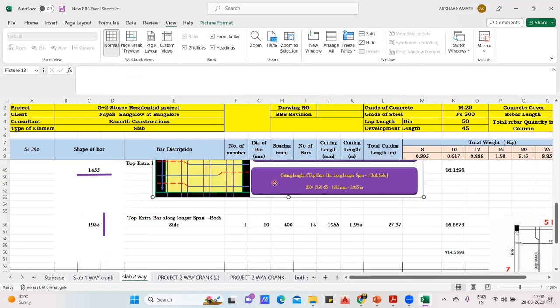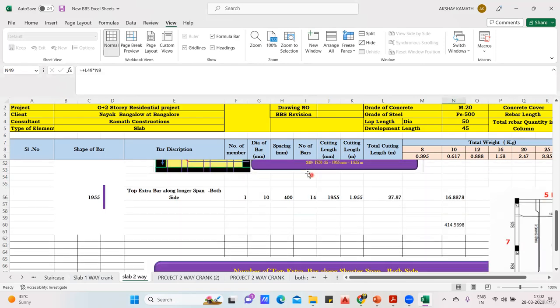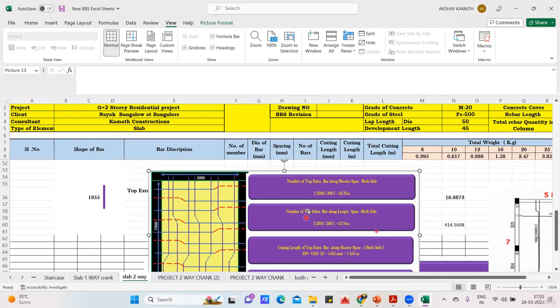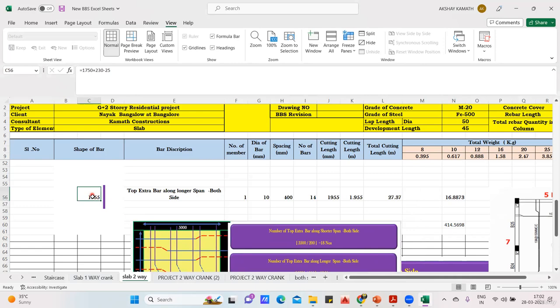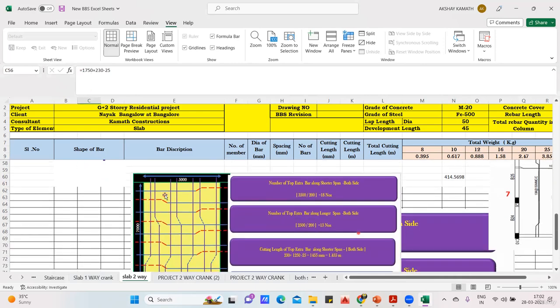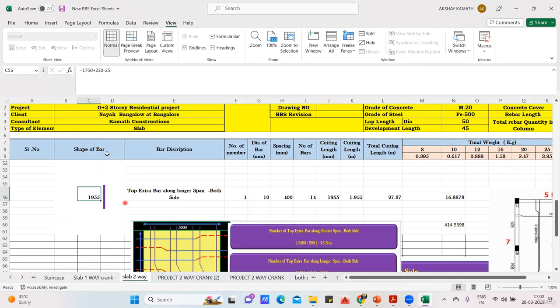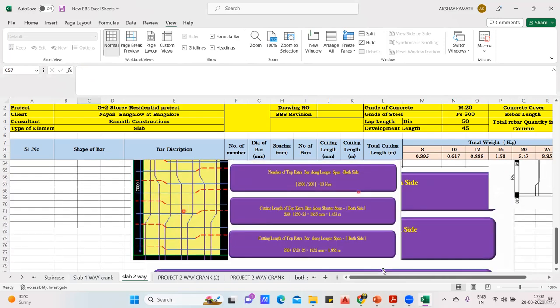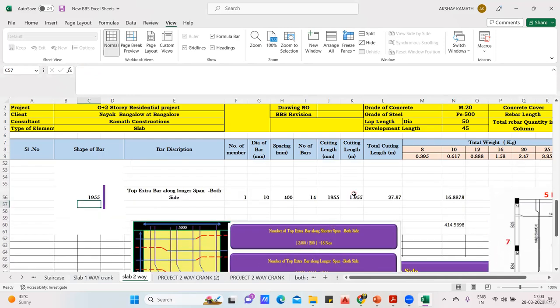Done. Now come here. So this is done, no? This part is closed. Now the last part is along the longer span. So longer span, 7000 divided by 4 is 1750, plus 230 as the beam width, minus cover, the cutting length is 1955. Manually also we had got 1955, so 1.955. Now spacing is 400. So number of bar.